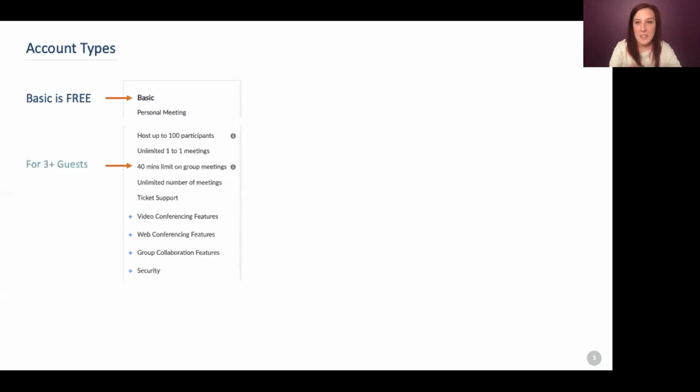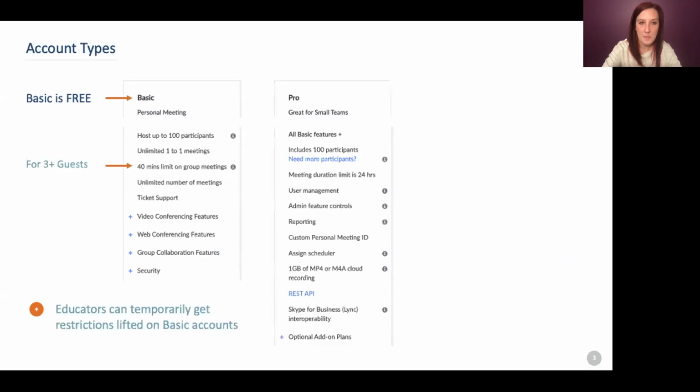Some of the other features are the exact same as what you would get with a paid account, and that's going to look like this. So a paid account starts at the pro level, and the pro level is really great for small teams. The biggest difference between the two is that at the pro level, you don't have that 40-minute limiter, which is really important, especially in a business environment.